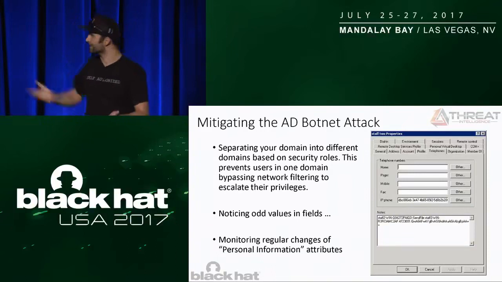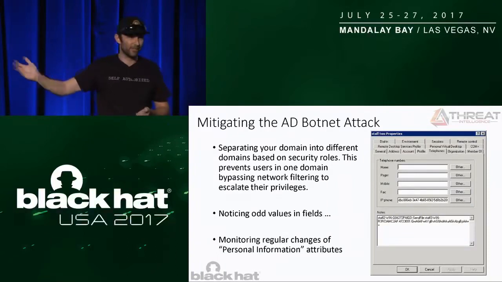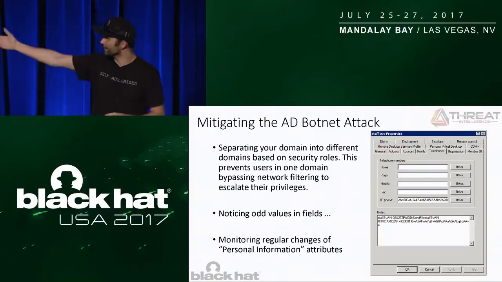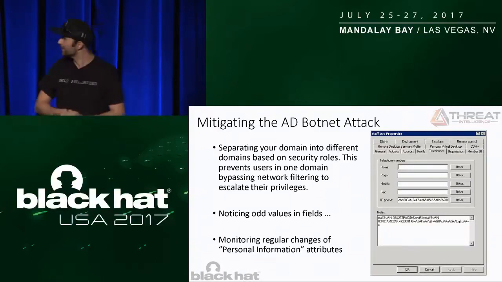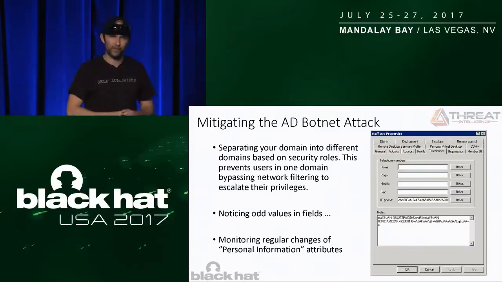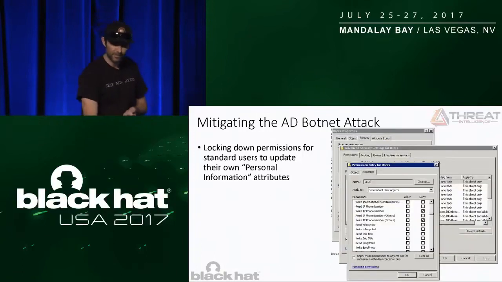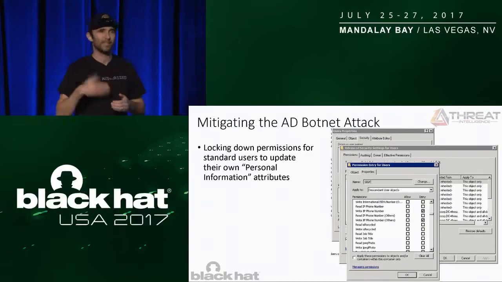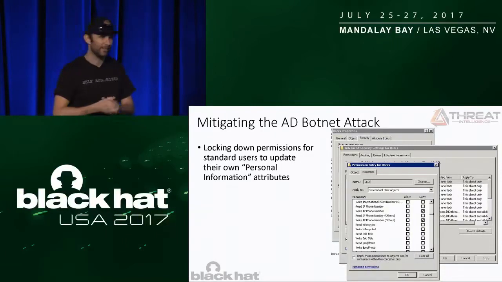And obviously noticing odd values that are being pushed into your standard user attributes. So if you start seeing your IP phone with GUIDs in it, or your notes, which is the info attribute, with this command and control data, then that's obviously a warning sign. The other is that you can actually lock down your permissions for standard users to update their own attributes. Whether you actually want to do that or not, but I don't often go and change my name in AD.